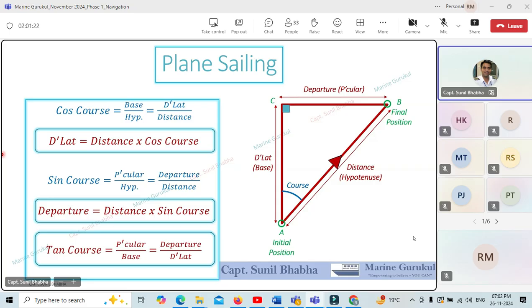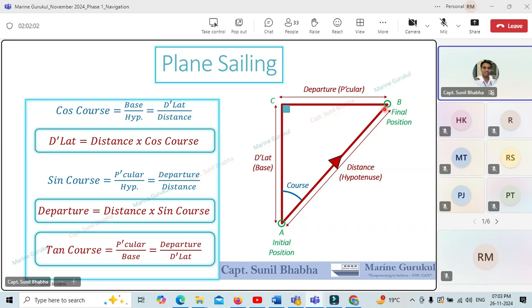Once we are aware of these formulas, we can use them to easily calculate courses and distances between any two positions on the surface of Earth. The plain sailing helps us to calculate two basic types of problems. If we have two positions, the initial position and the final position given to us, latitudes and longitudes provided, using this plain sailing we can easily calculate the course and distance between these two positions.